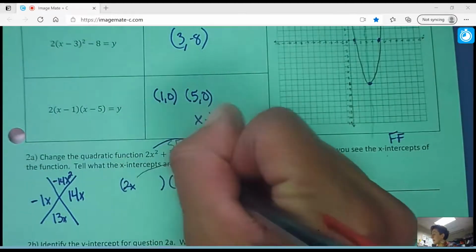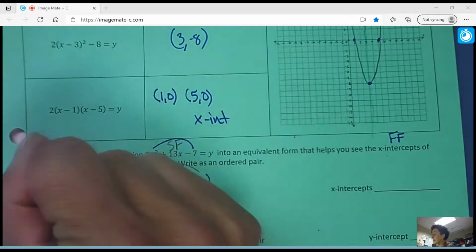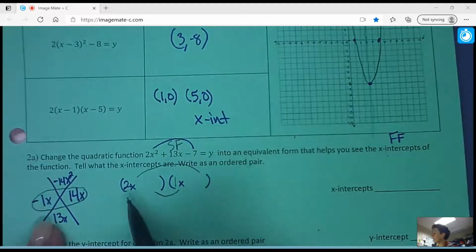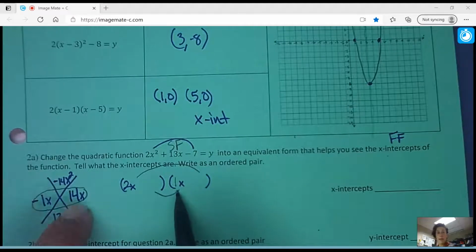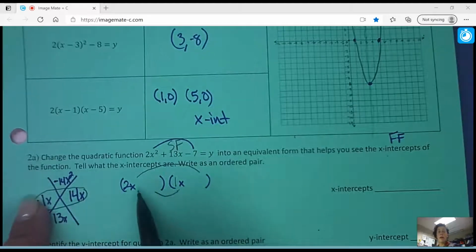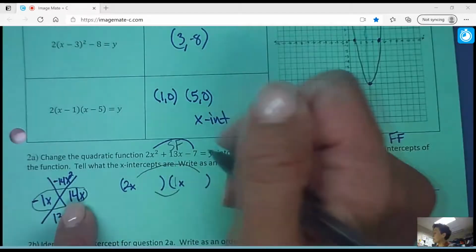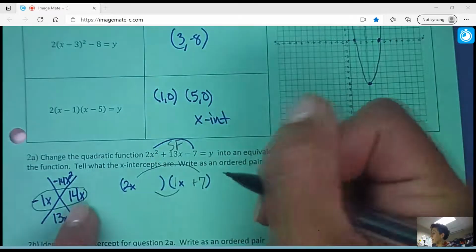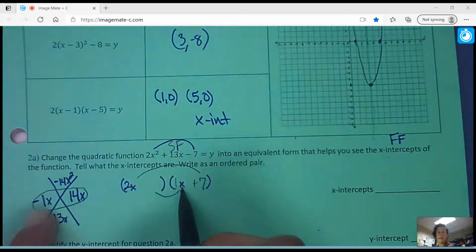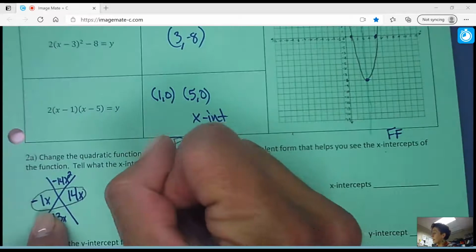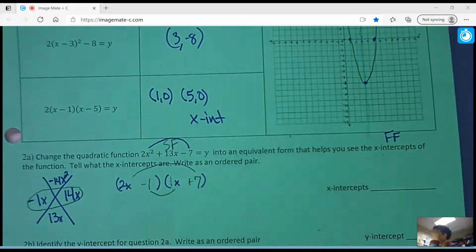And now I can draw my loops, or my face, to make the side numbers. And 1 is never picky. It can make both numbers here. But 2 is. And so 2 can only make a 14x. So I'm going to follow this loop. And 2x with a positive 7 can make the 14x. And 1x, following this loop with a negative 1, can make the negative 1x. And then from there, I'll go for the x-intercepts.